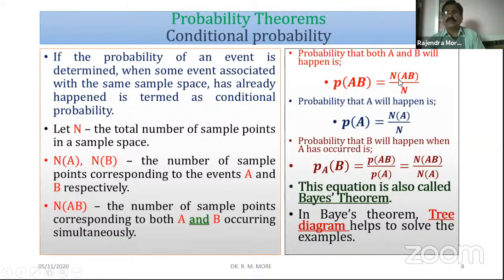Then the probability that both A and B will happen is written as P(A∩B). It is the number of sample points which are common to both, the intersection, divided by the total number of sample points. Now, what is the probability that the event A will happen? The number of sample points in event A divided by the total number of sample points of the random experiment in its sample space. Now here, this is the conditional probability. What is it? The probability that B will happen when A has occurred. It is written like this: P subscript A of B.